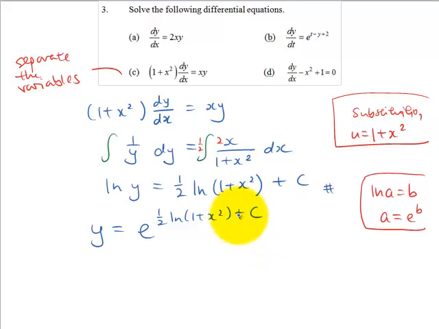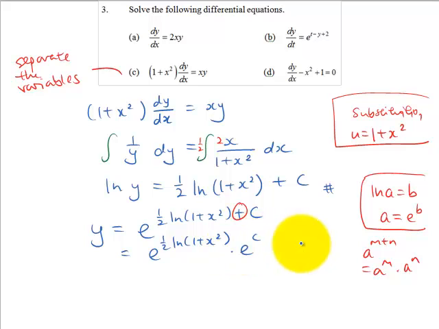Now I'm going to use the law of indices to break this up, meaning if you have a to the power of m plus n, I can rewrite it as a product. So I have e to the power of half ln 1 plus x squared times e to the power of c. So I can rewrite e to the power of c as another constant, a, because exponential of a constant is another constant.